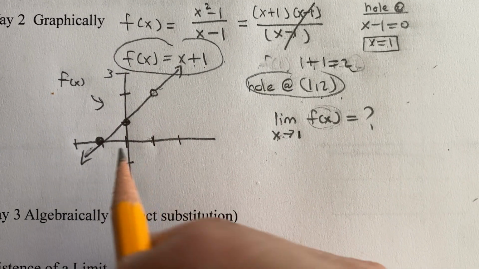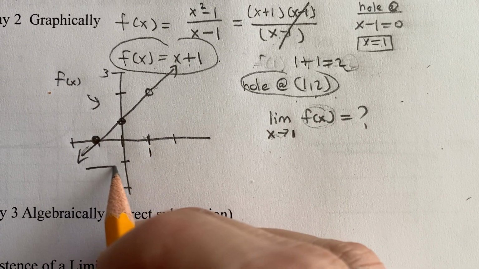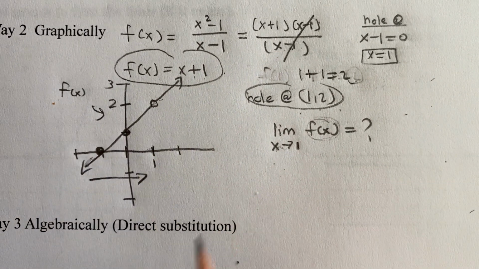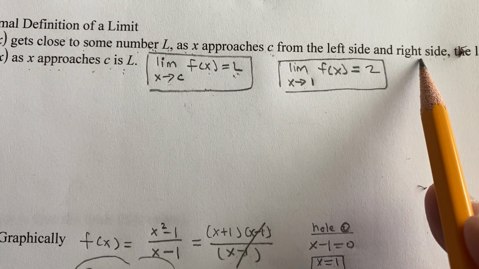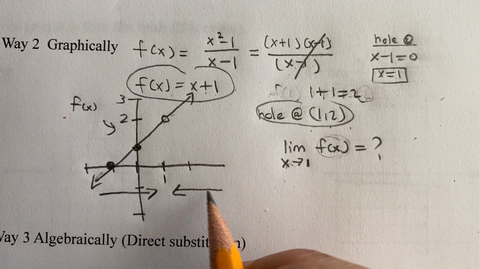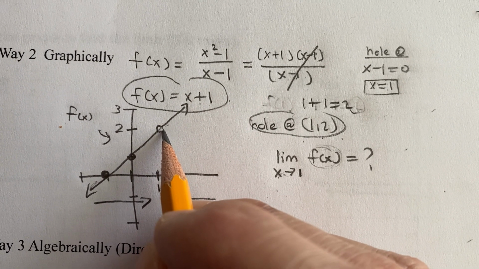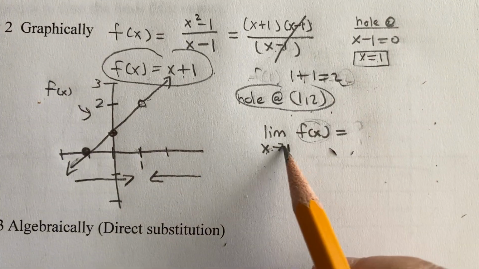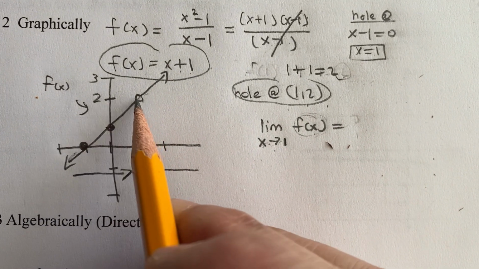So as x approaches 1 from the left, here's the value of 1. As x approaches 1 from the left, you can see that the y value is getting closer to 2. But I also have to approach 1 from the right side. So you always have to go back to the definition. And later on, I'm going to define left-hand limit and right-hand limit. So as I'm approaching 1 from the right side, the y value is also getting closer to 2. And so from the graph, you can see that the limit as x approaches 1 of f of x, as x approaches 1 from the left and the right, the y value is getting closer to 2.